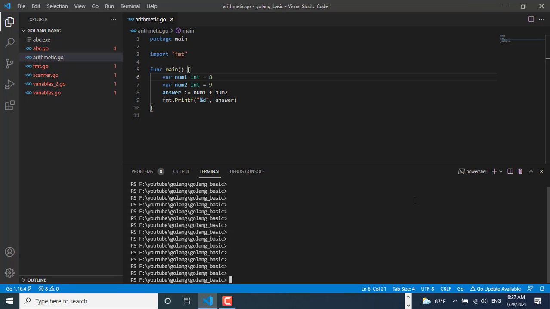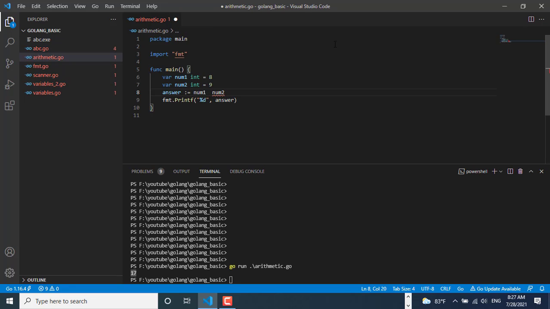Here I am going to run the application. Go run arithmetic.go. Then the answer is 17. In Go there are a few operators that are used frequently.